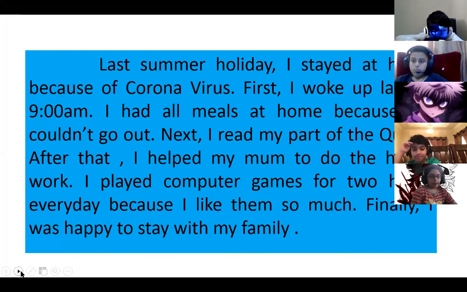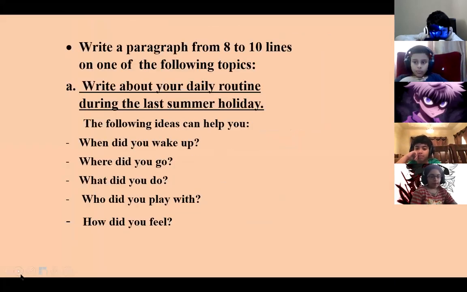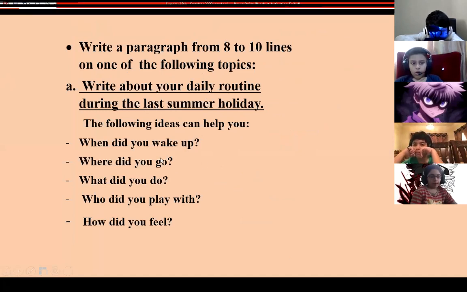So this is the example of the first topic. Now write a paragraph. This is what you will see in the test tomorrow. Write a paragraph from 8 to 10 lines on one of the following topics. Not the two topics. Don't write about the two topics. You will write about only one. In A, it says, write about your daily routine during the last summer holiday. The following ideas can help you. When you want to write, if you ask yourself these questions, they can help you.